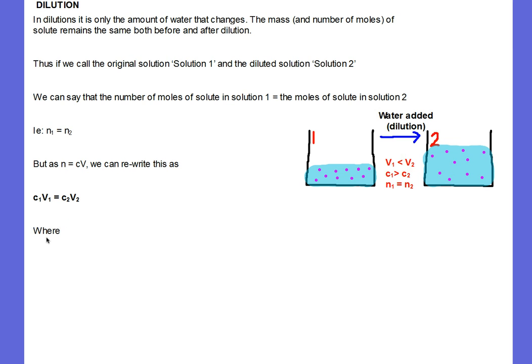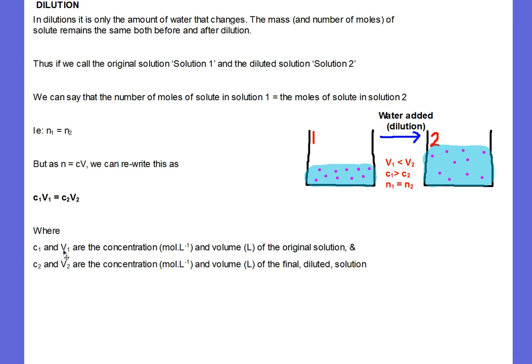And what that means, where C1 and V1 are the concentration and volume in moles per litre and litres of the original solution, and C2 and V2 are the concentration in moles per litre and volume in litres of the final diluted solution.